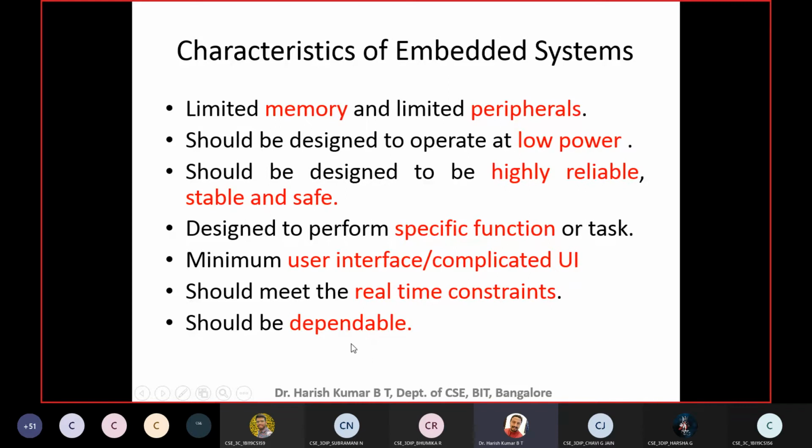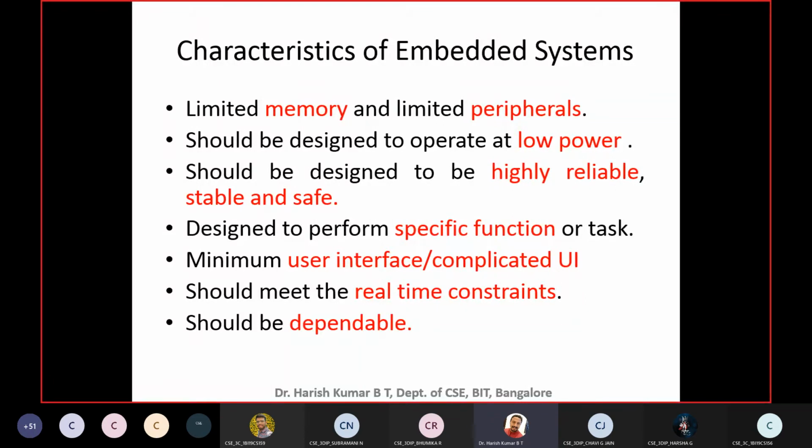What is the meaning of dependable? They should not cause threat to human life, or damage to the environment, or economic loss in case of failure. If any embedded system is failing, it has to fail safely without causing threat to human life or damaging the physical surrounding environment. We should not damage the environment, and it should also not cause economic loss. That is what dependability is.